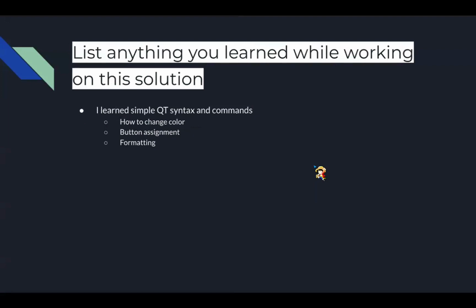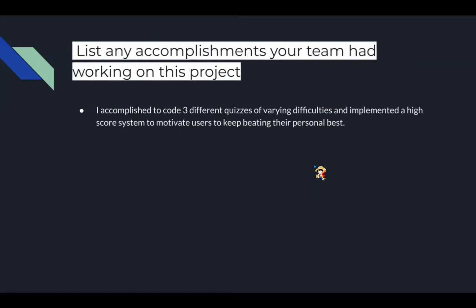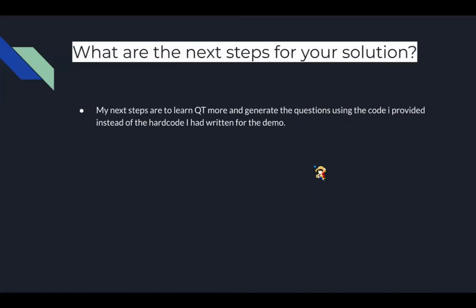So while working on the solution, I learned the simple Qt syntax and commands: how to change the color, button assignment, formatting, next page, using widgets. I accomplished coding 3 different quizzes of varying difficulties, and I implemented a high score system to motivate users to keep beating their personal best. This will keep bringing them back to the app. It's sort of like a game. My next steps are to learn Qt more and generate the questions using the code I provided instead of the hard code I had written for the demo.